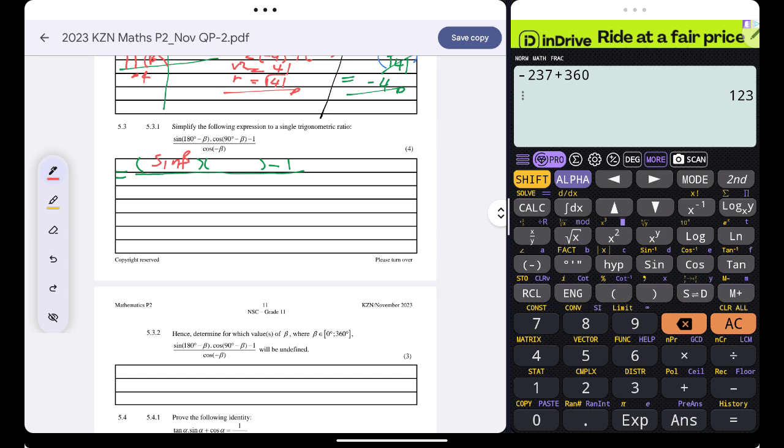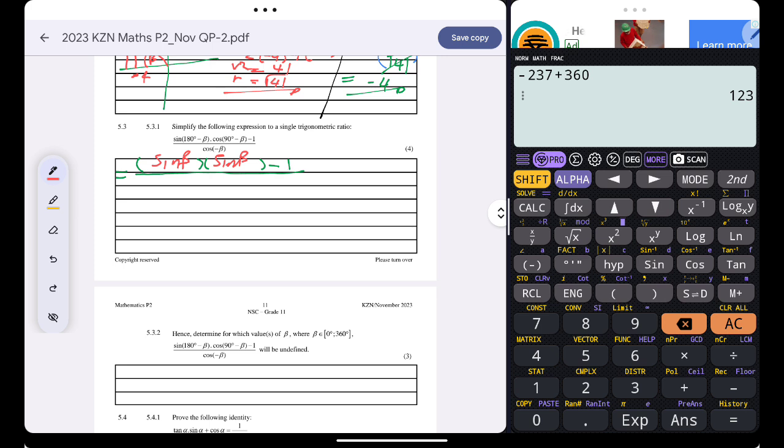Whenever I see 90 minus, that means I must change to the co-ratio. But 90 minus beta is in the first quadrant, so I don't have to worry about the signs because I know that everything is positive there. So I'll simply just change this thing into sine beta, and I still have the minus 1 there. Are you together?